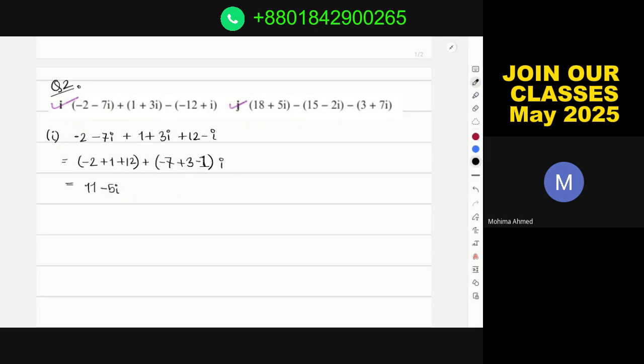From the next question, if you move on to j, there also you have to do the same working. I can only add 18, 15, and 3 together. But in front of 15 and 3 you have a minus. So basically, you get 18 minus 15 minus 3. And if you add this, you're going to get 5 plus 2, right? Minus and minus is going to make that plus 2 minus 7i.